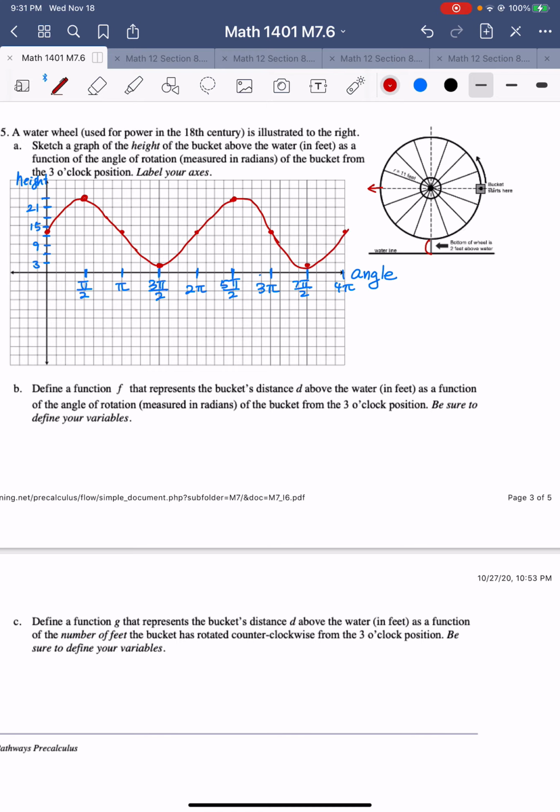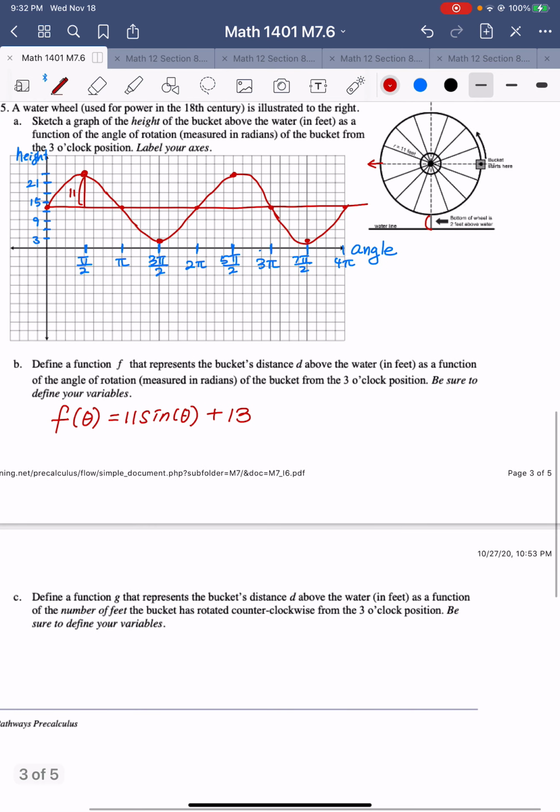All right, so define a function f that represents the bucket distance d above the water in feet as a function of the angle of rotation, measured in radians, of the bucket from the 3 o'clock position. Be sure to define the function. So I want to say function f of theta, where the amplitude is from the middle line, okay? So the middle line is at 13, and from here it's 24 minus 13, which is 11. So that's the amplitude, 11 feet away, right? So 11 sine theta, and then the middle line starts from 13.